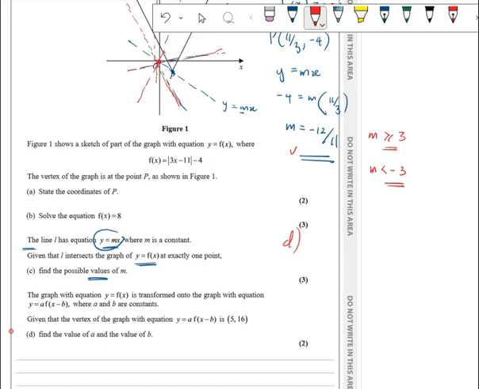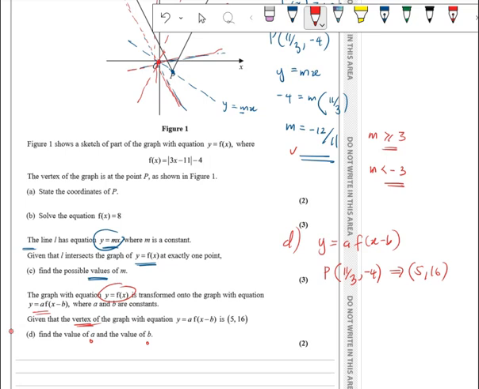Next part, part D of the question. Part D says that the graph of f of x is transformed by the function y equals a f of x minus b. What happened to the graph is that the vertex, which was P at (11/3, -4), was transformed to a new point, which is (5, 16). We'd like to find the value of a and the value of b.